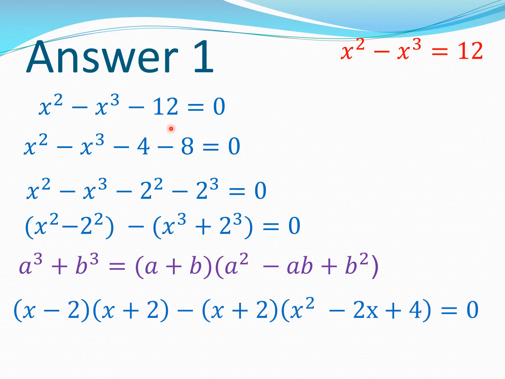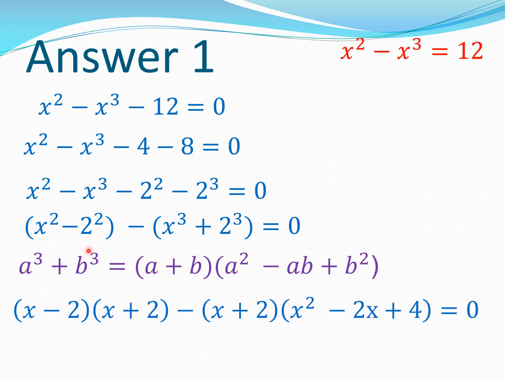If I can see that 12 could be written as 4 plus 8, then I can easily write minus 12 as minus 4 minus 8. This immediately leads me to writing 4 as 2 square and 8 as 2 cube. This step is important because this problem has been given in such a manner that it is amenable to factorization. So now I can write x square minus 2 square as one term, and minus x cube plus 2 cube as one term.